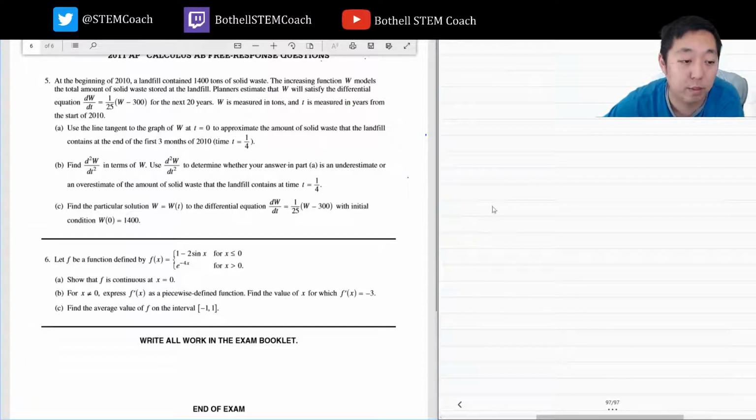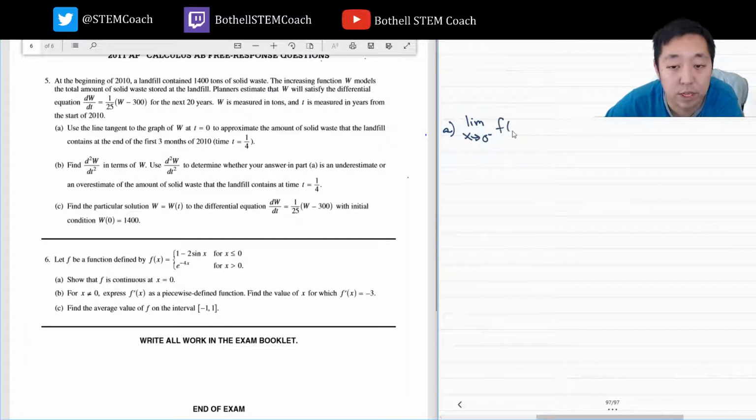The last free response question in the 2011 exam, number 6. Let's take a look. Let f be a function defined by this. Show that f is continuous at x equals 0. To be continuous, I want the limit as x approaches 0 from the left of f of x to be equal to the limit as x approaches 0 from the right of f of x, which equals f of 0. This is what I want to show.